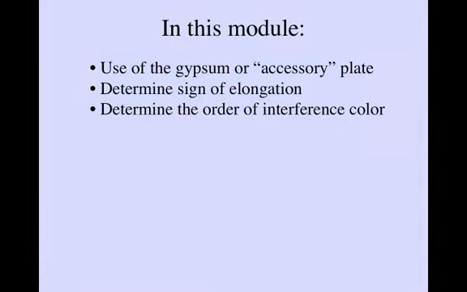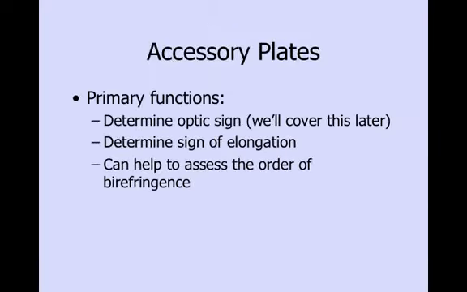In this module, we're going to talk about the gypsum plate or the accessory plate. We use the gypsum plate to determine the sign of elongation in a mineral, and we use it to determine the order of interference color that you're seeing in a mineral. We also use it to determine the optic sign, but we haven't covered that yet.